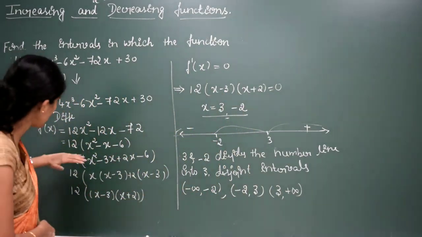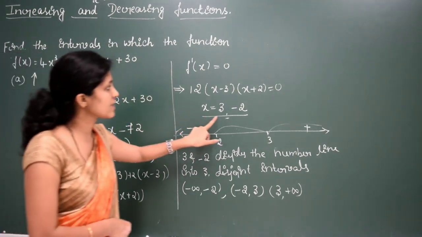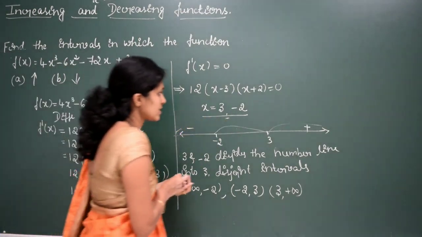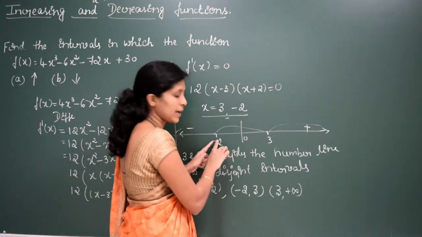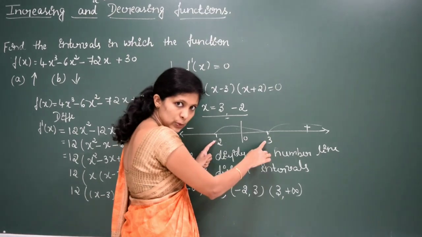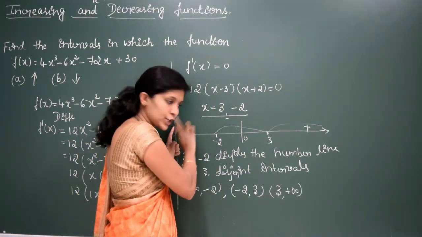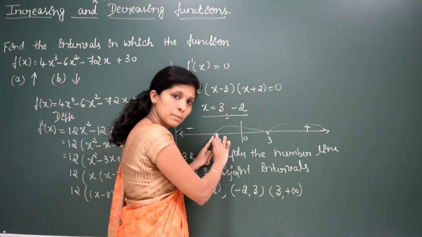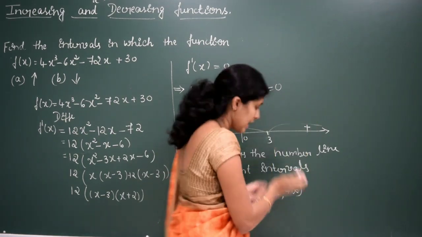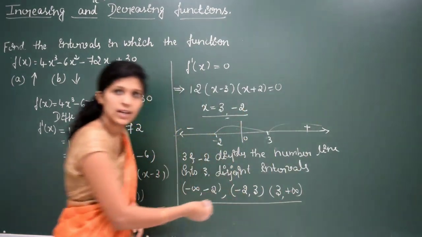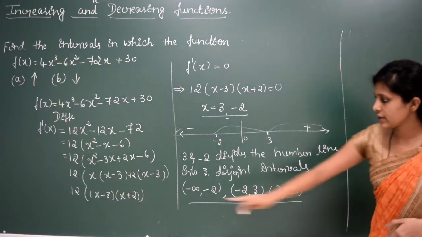See, first you have to equate f dash of x equal to 0, so that you get the value of x as 3 and minus 2. Somewhere here 0 is there, obviously plus 3 will be here and minus 2 will be here. These two values divide the interval into three parts. One is minus infinity to minus 2, another one is minus 2 to 3, and another one is 3 to plus infinity. Now we have three intervals and you have to check where the function is increasing and where the function is decreasing.